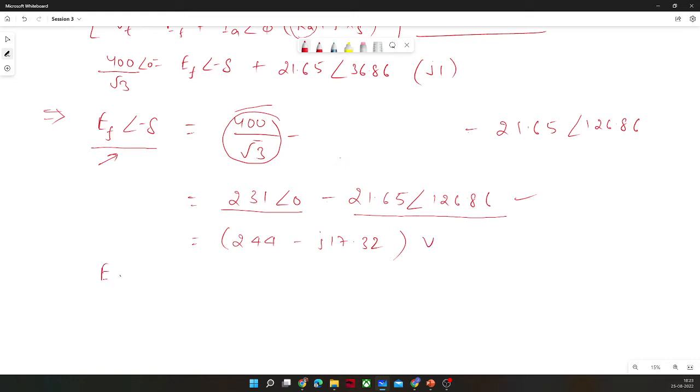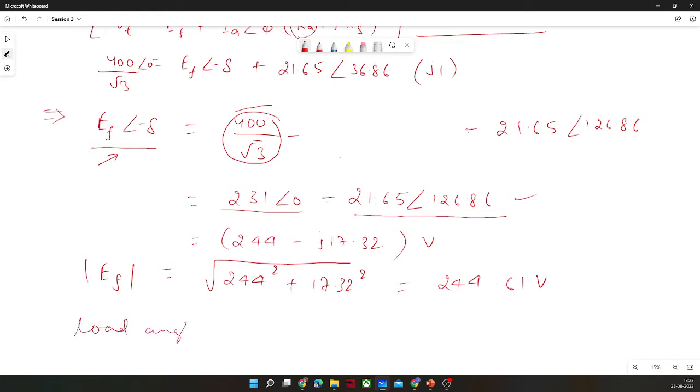And the magnitude of phase voltage, you just have to take the square root of 244 square plus 17.32 square, and you will obtain 244.61 volt. Let us say in this problem you would have been asked the torque angle or load angle delta. You can easily calculate it from there. You have the imaginary component, you have the real component. So delta would be nothing but tan inverse of minus 17.32 divided by 244.